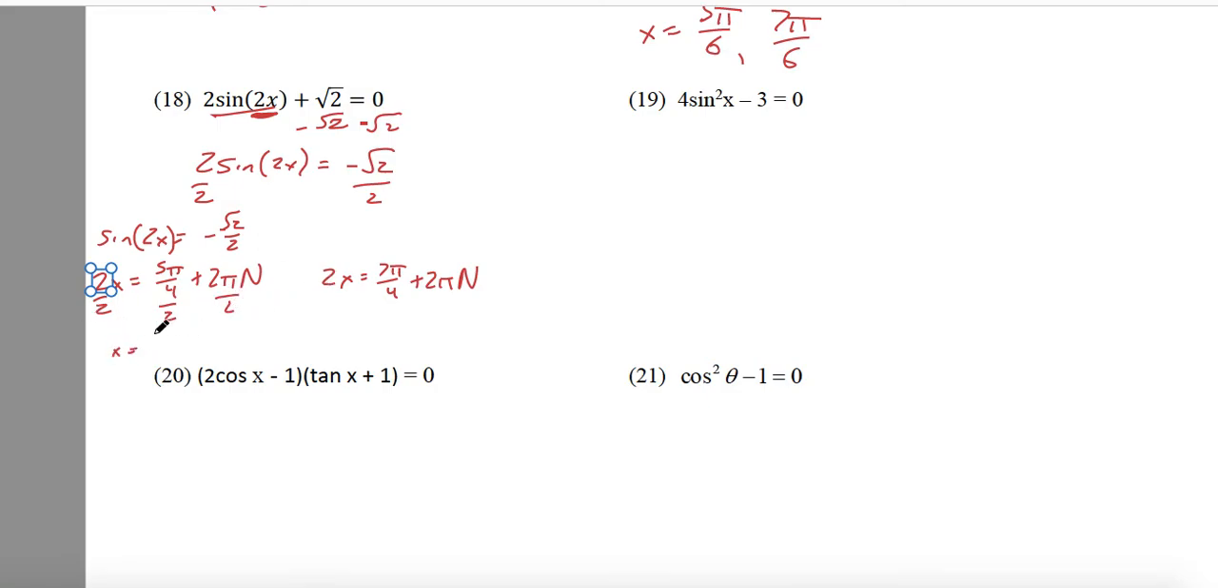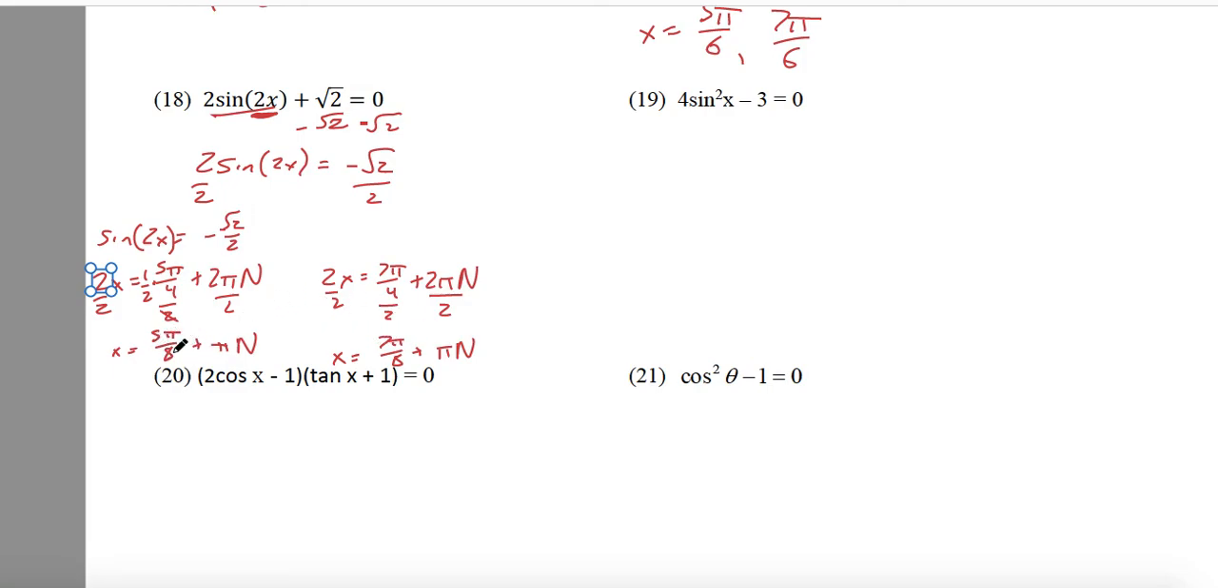Get x equals 5 pi over 8 plus 2 over 2 is pi n. And remember, we got 5 pi over 8 because 5 pi over 4 divided by 2 is the same thing as multiplying by 1 half. So really we did 5 pi over 4 times 1 half rather than dividing by 2. So that's where we get this. So here's our first equation. Second equation, we divide all these by 2. We get 7 pi over 8 plus pi n. All right, so now you use these two equations and we solve.